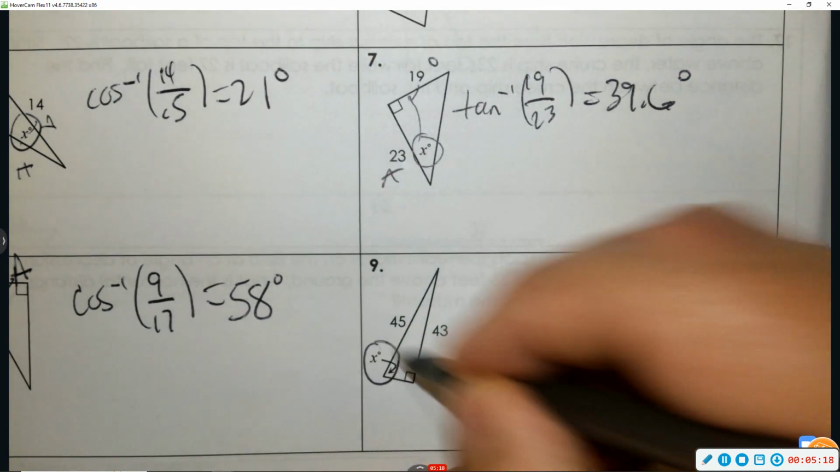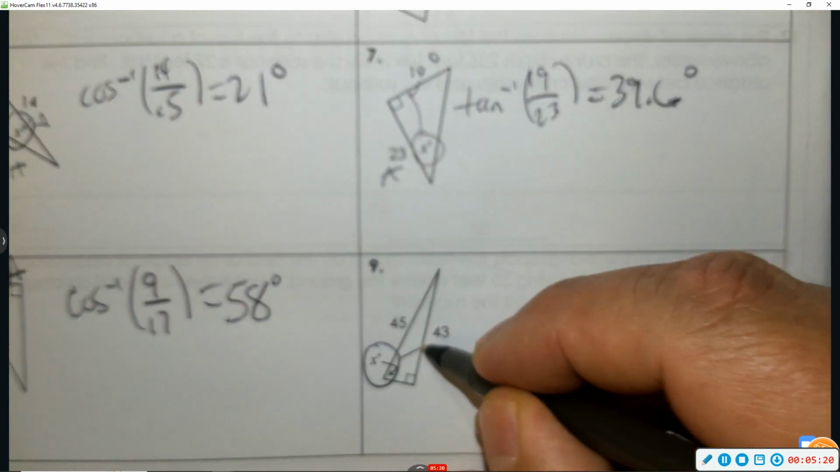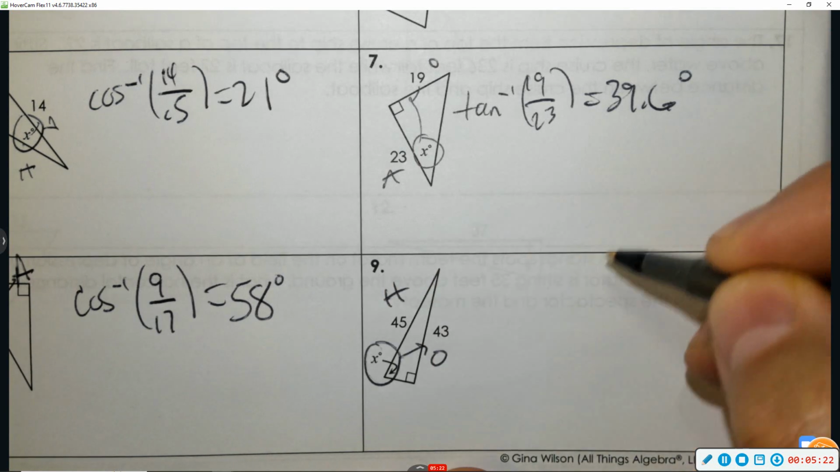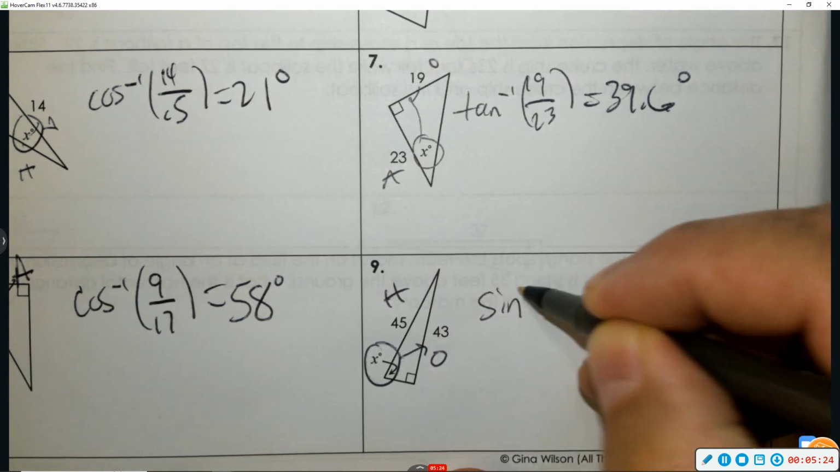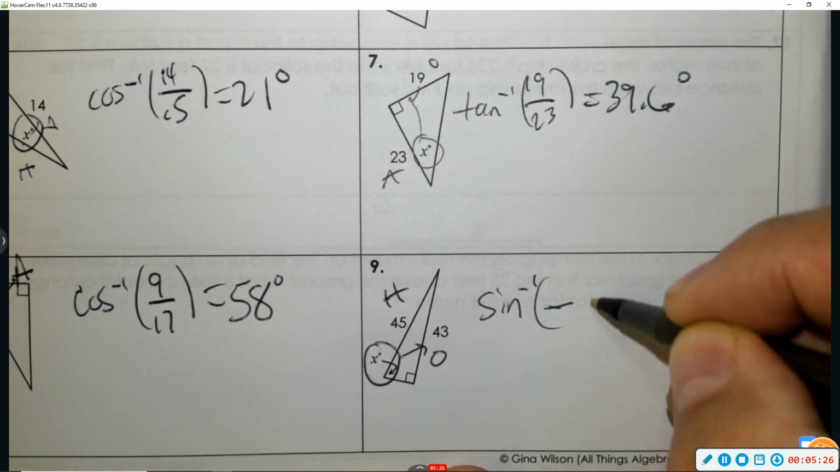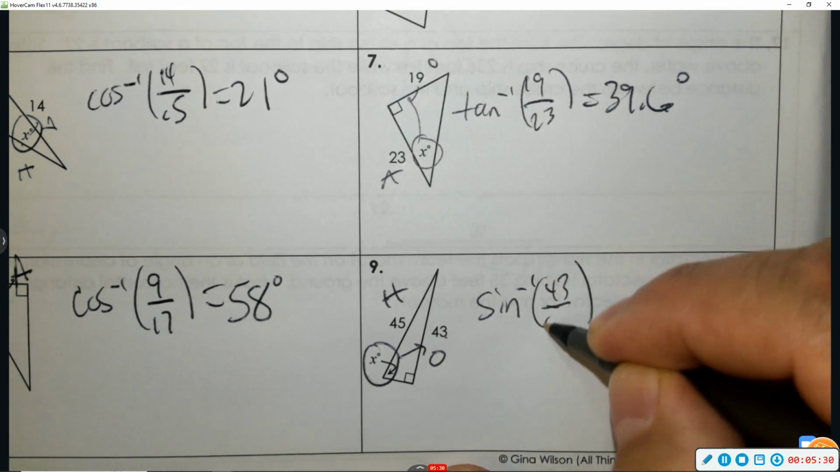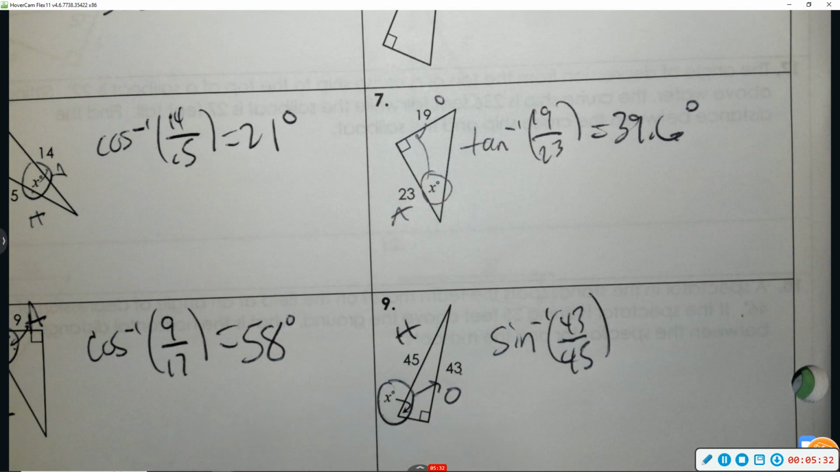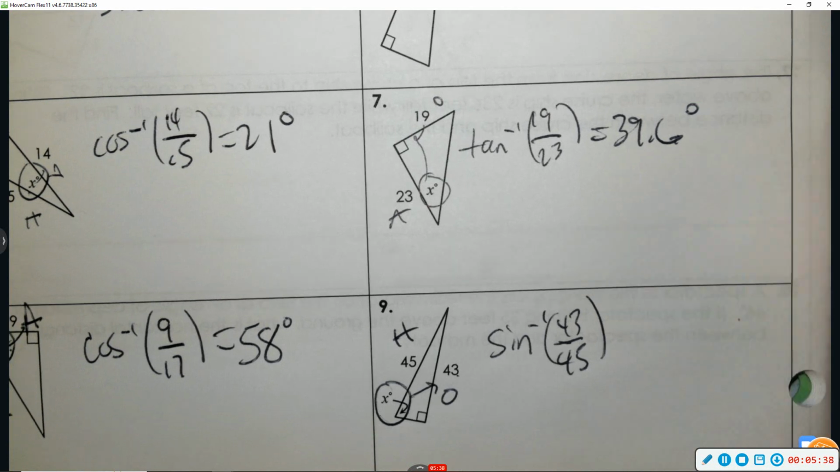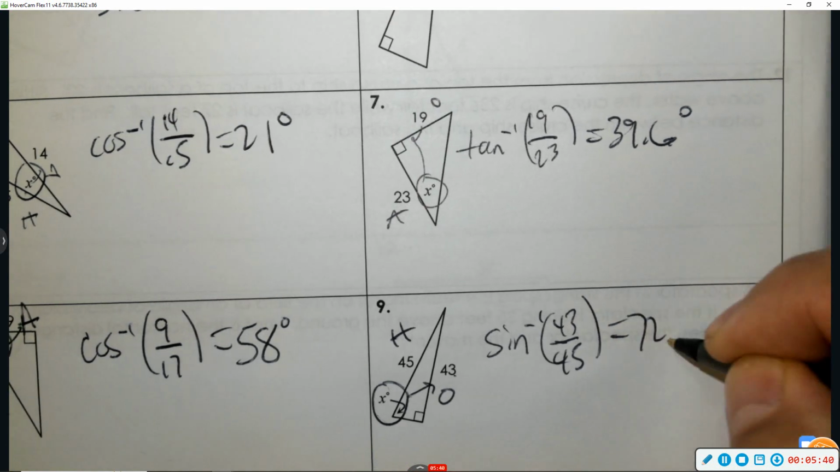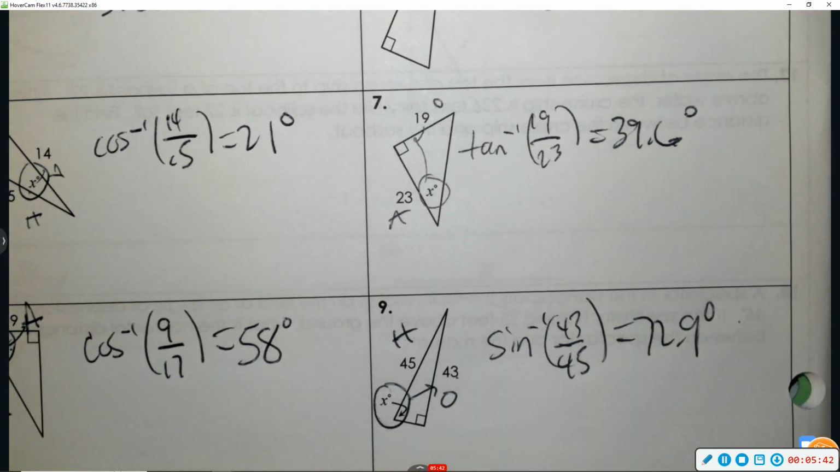One more like this. Circle the angle. This is opposite, and this is hypotenuse. So that's sine that's going to find it. And then inside the parentheses is 43 over 45. So inverse sine 43 over 45. And you get 72.9 if you round it properly. All right, next page has the stories.